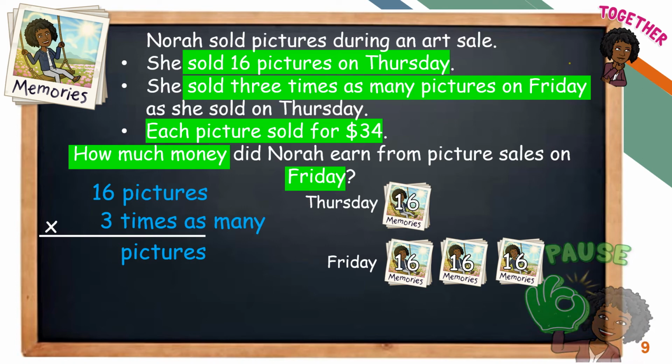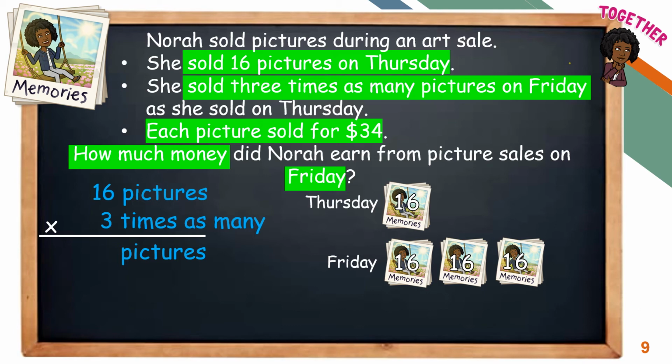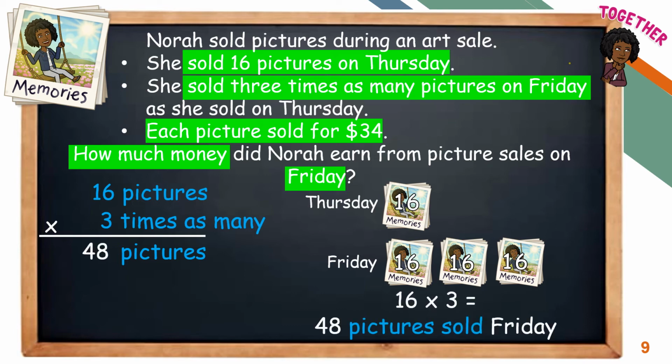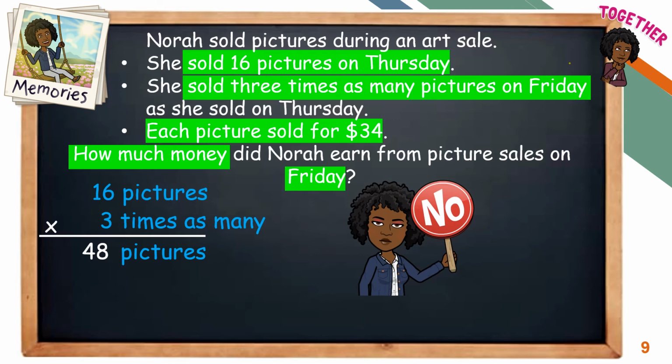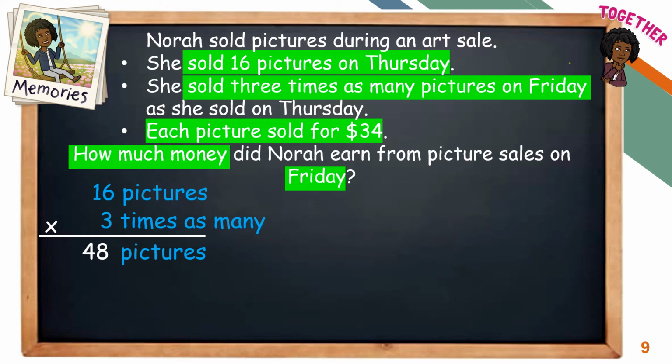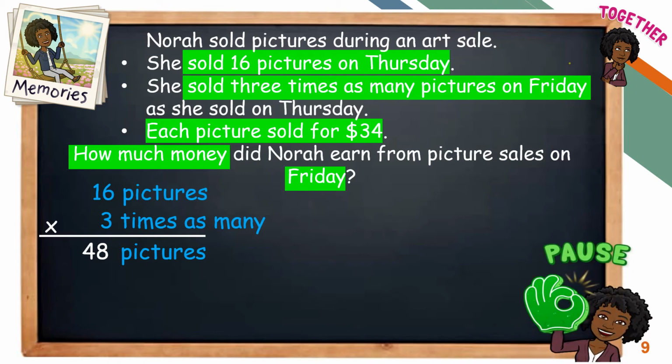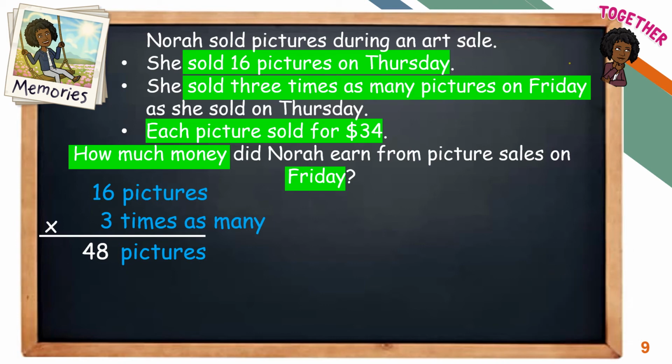When we multiply 16 and 3, we should have gotten 48. But is this our answer? Nope, not yet. The question asked how much money was earned on Friday. So what do we find out next? Now we have to get to the question that was asked. How much did she make on Friday?